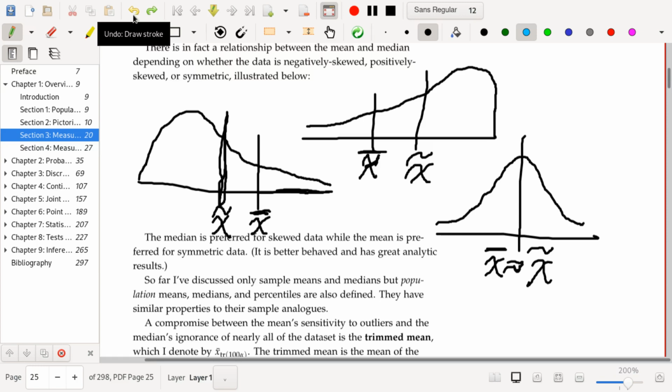And of course, if theoretically what you're trying to measure is the population median, then you should use the sample median. And if you're trying to estimate the population mean, you should use the sample mean. And in which case you should not be using the opposite.